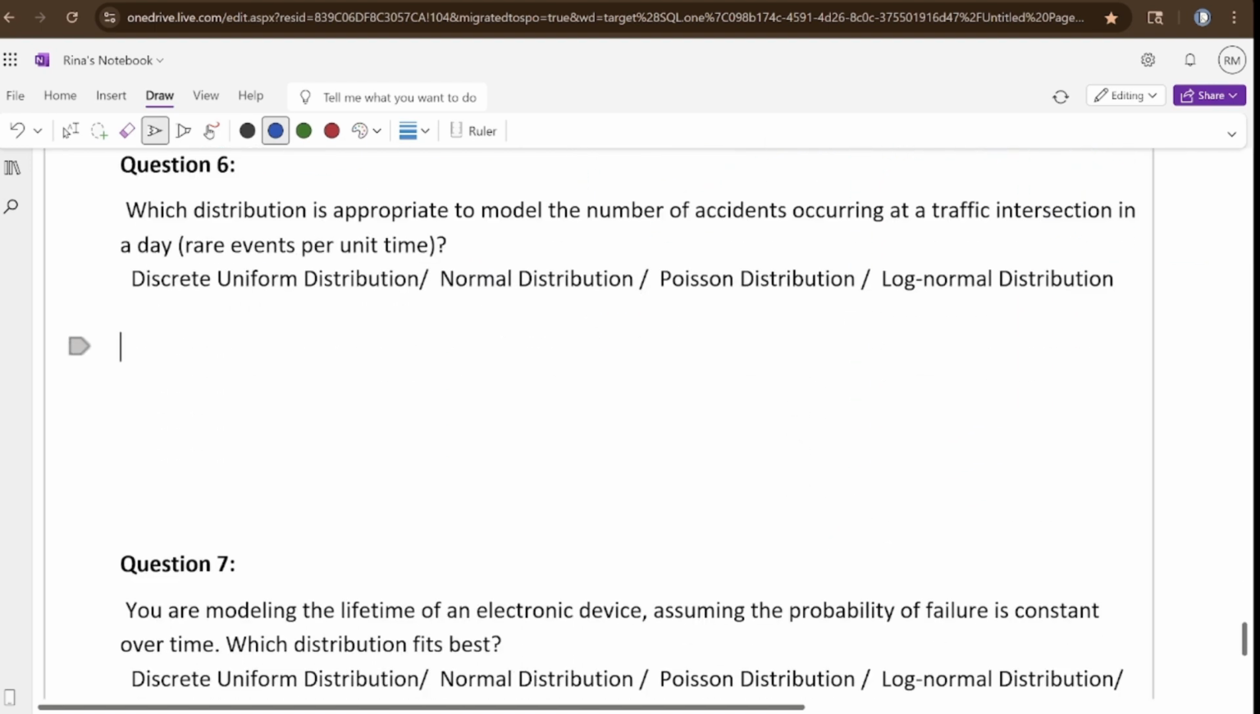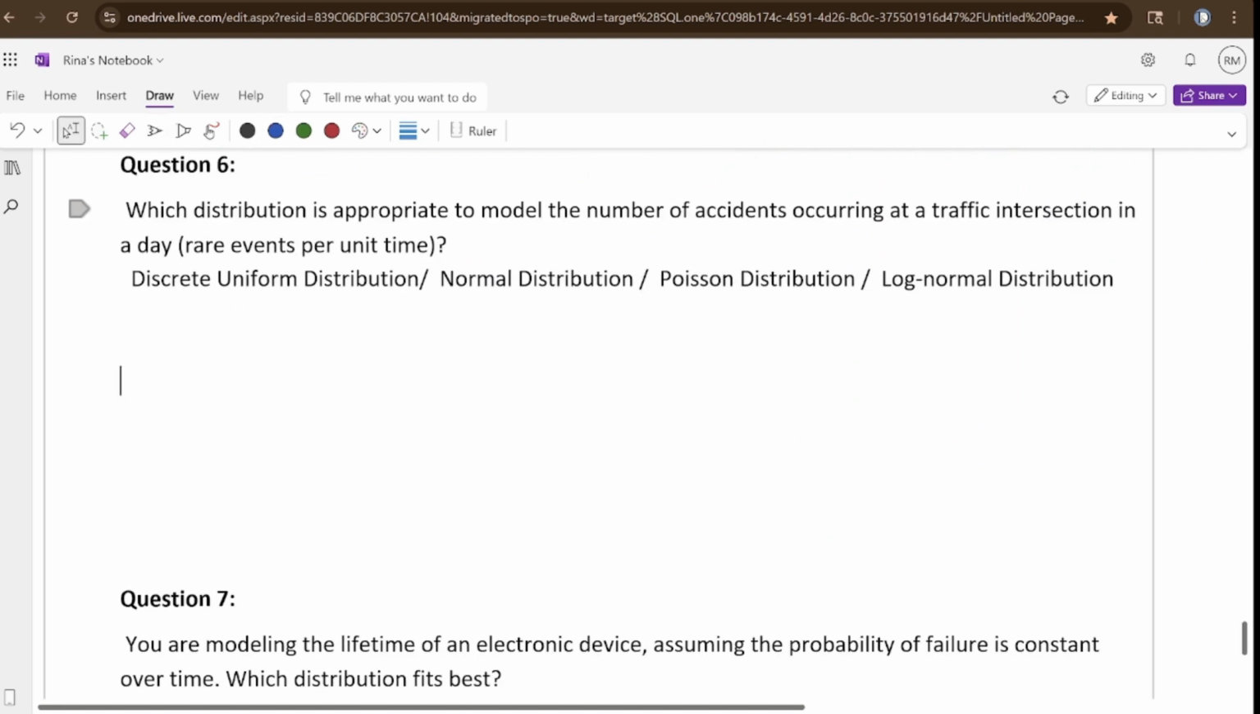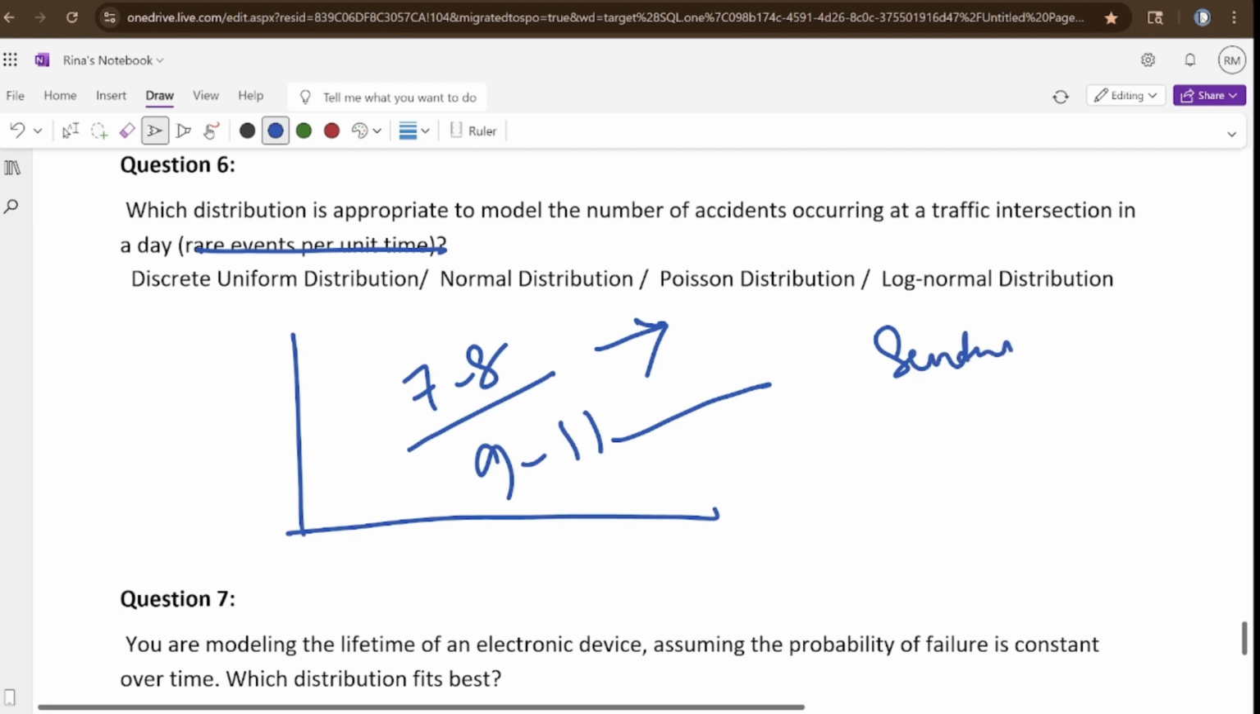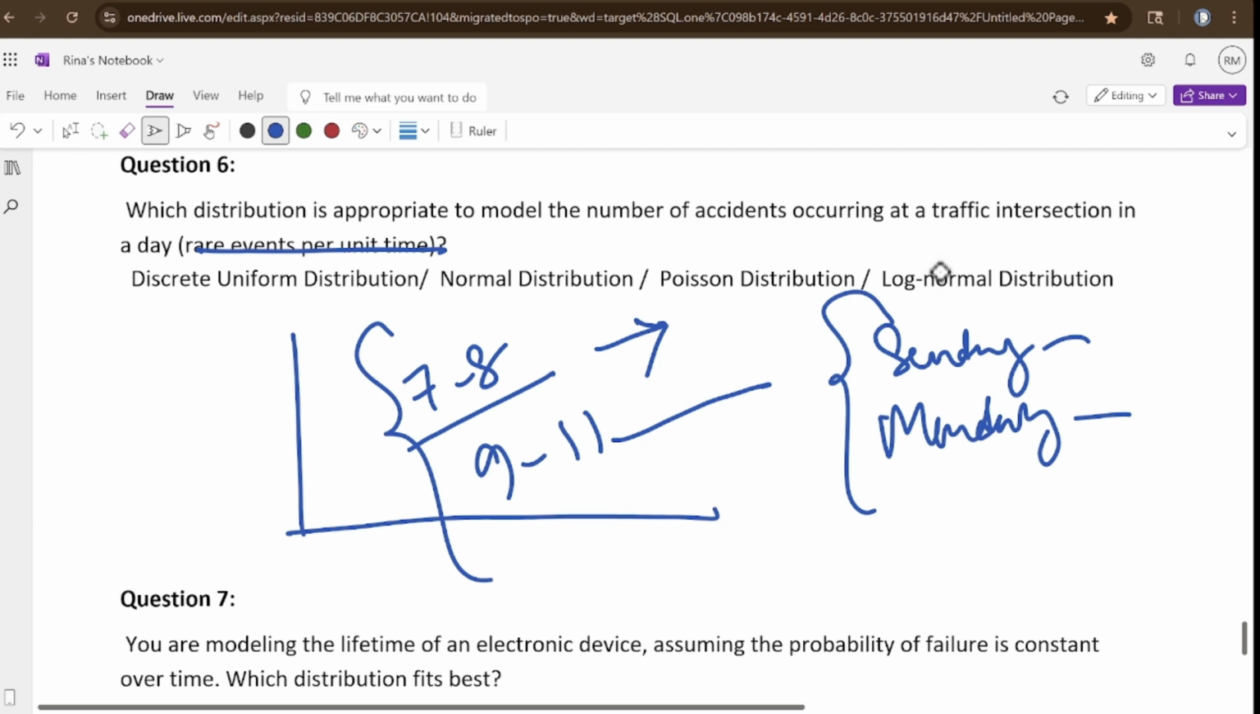Next one. Which distribution is appropriate to model the number of accidents occurring at a traffic intersection a day? Per unit time. When you do these types of calculation, that may be from 7 to 8, how many accidents have happened. From 9 to 11, or maybe on Sunday, how many accidents. Or maybe on Monday, how many accidents. When you are just considering the time period, then you have to go for Poisson distribution.